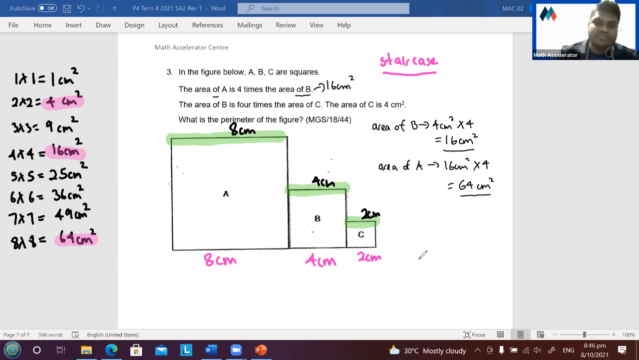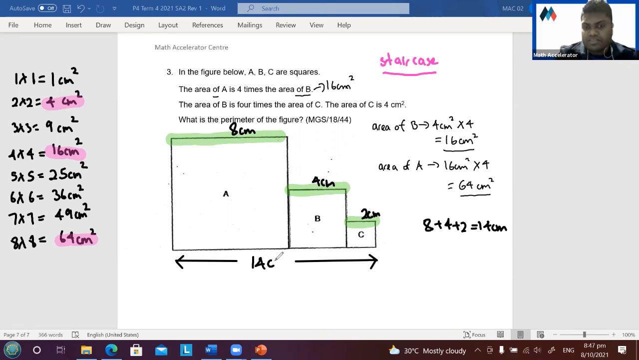So what's the total? 8 plus 4 plus 2. 8 plus 4 is 12. 12 plus 2 is 14 cm. Which means this whole length here, from here till here, is 14 cm. So this 14 cm, 1, 2, 3, is also 14 cm.